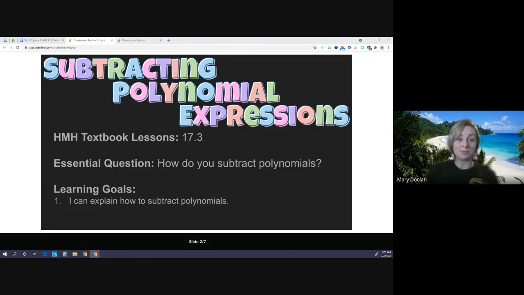And when we subtract polynomials, you're going to see we use the same 3 methods. We just have to change it from a subtraction problem to an addition problem. So it's actually pretty, one little change, and then it's exactly what we did last week. So this goes with 17.3. How do you subtract polynomials? And your learning goal is I can explain how to subtract polynomials.